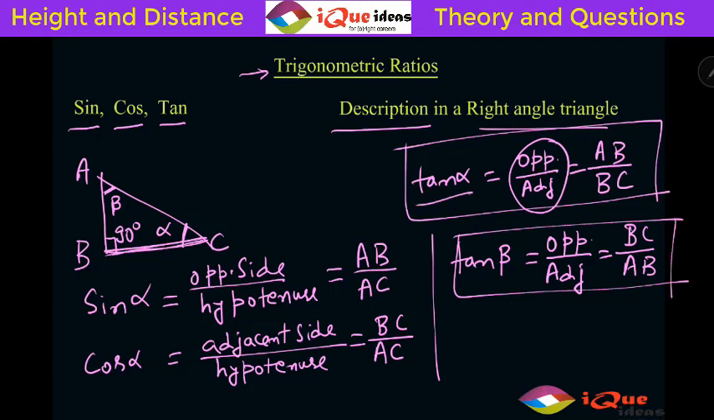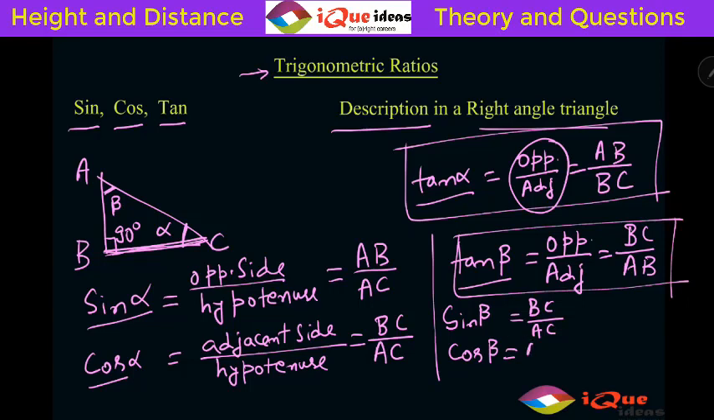Right? So we have defined tan alpha, we have defined tan beta. We have also defined sine alpha and cos alpha. Just for the sake of completion, let's also take up sine beta and cos beta. Right? Now what will be sine beta? Sine beta will be opposite side, that is BC, divided by hypotenuse. Sine is opposite upon hypotenuse. So it is BC divided by AC. Similarly, cos of beta is adjacent divided by hypotenuse.